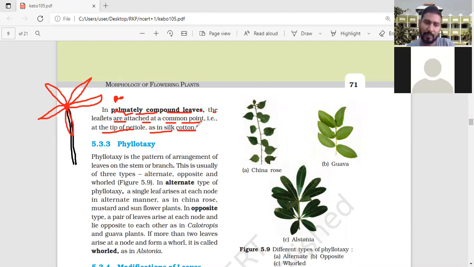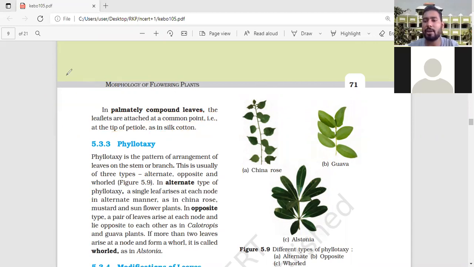Now, the next point is phyllotaxy. Phyllotaxy means the pattern of arrangement of leaves on the stem or branch. That is called phyllotaxy. This is usually of three types: alternate, opposite, and whorled.